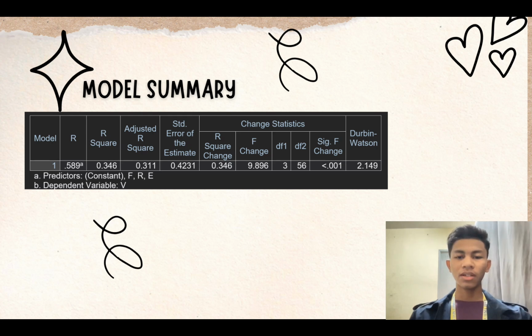Second, we go to the Durbin-Watson, which is 2.149. The Durbin-Watson statistic tests for autocorrelation in the residuals, and a value near 2 suggests that there is no autocorrelation. Here, a value of 2.149 is close enough to 2 to suggest no serious autocorrelation.